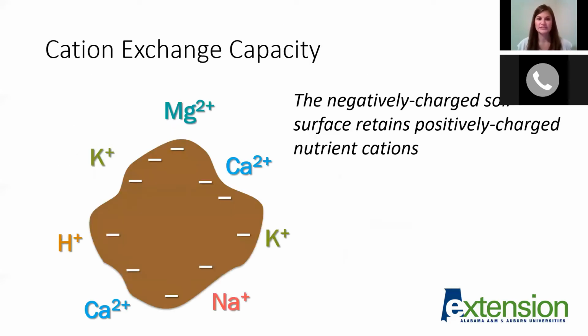Soils retain these nutrients through a process that we call cation exchange capacity. We know that opposites attract, and soils have a negative charge, and that negative charge on the soil surface can retain positively charged nutrient cations like potassium, calcium, and magnesium.